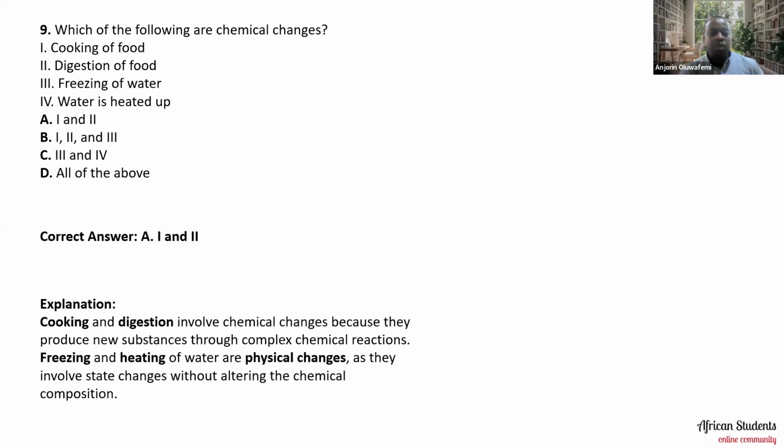Which of the following are chemical changes? 1, cooking of food, 2, digestion of food, 3, freezing of water, 4, water is heated up. Is it A, 1 and 2, B, 1, 2, and 3, option C, 3 and 4, or option D, all of the above? So the answer to this one is actually A, which is 1 and 2. Cooking and digestion involve chemical changes because they produce new substances through complex chemical reactions. Freezing and heating of water are physical changes as they involve state changes without altering the chemical composition.